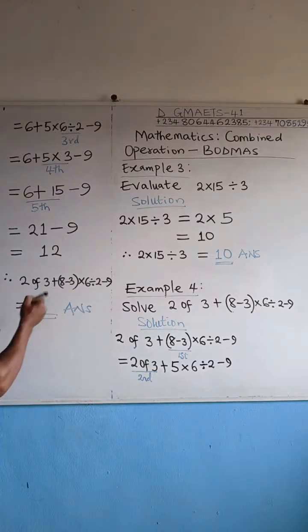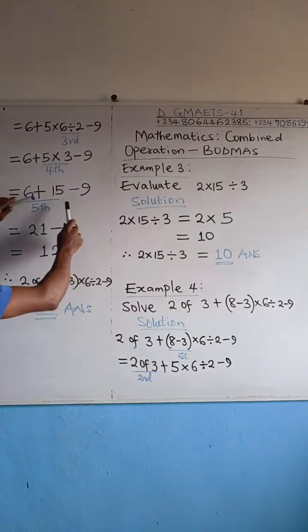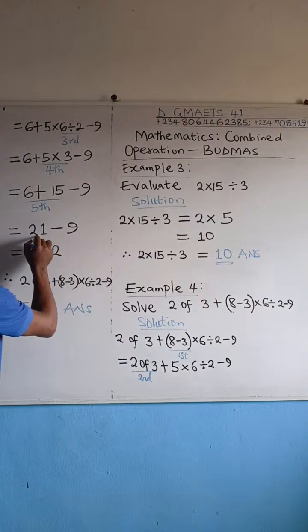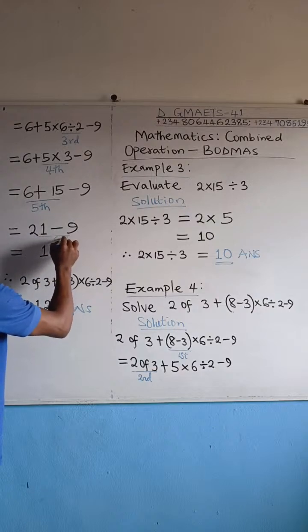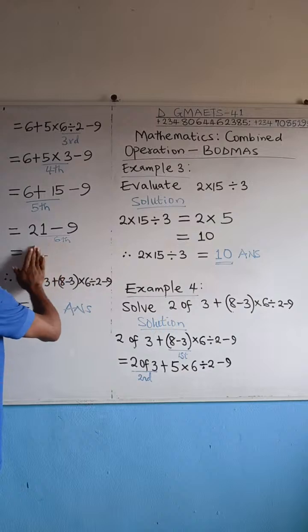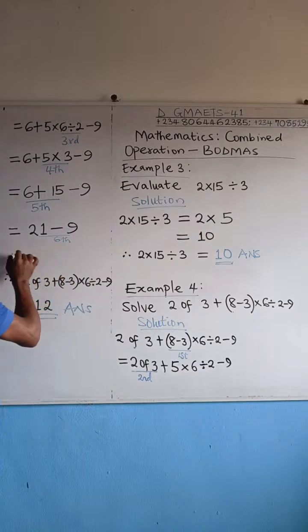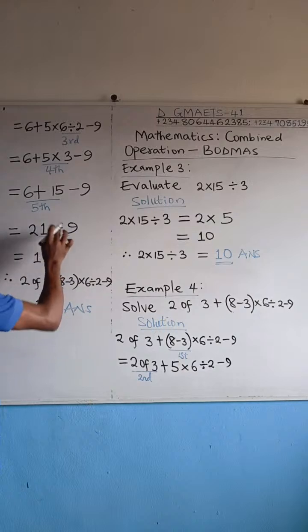Okay, let me write it in black. See what I told you earlier from this level. This is the last step, step 6. You do your subtraction to get your 12, your final answer.